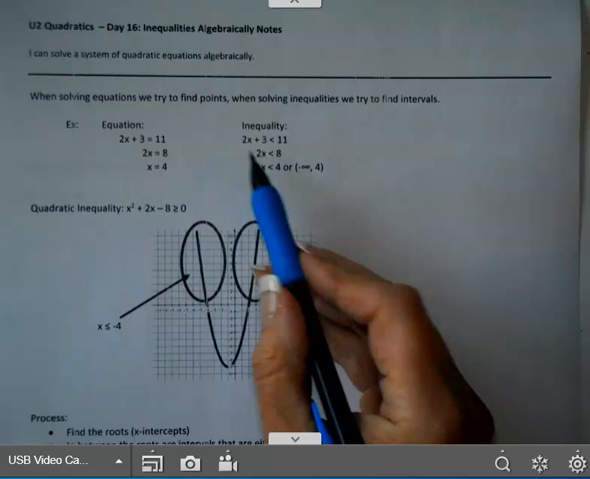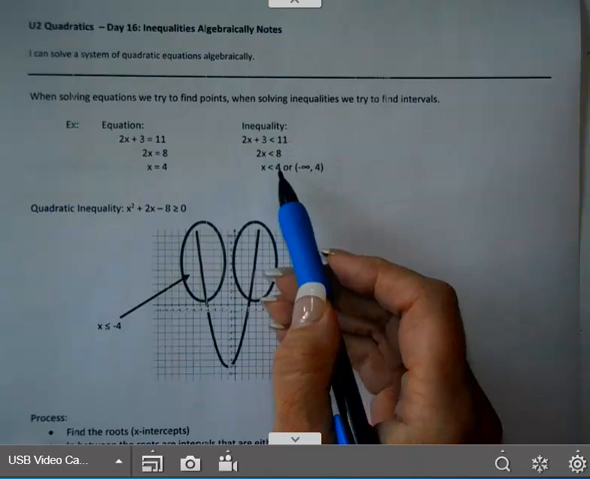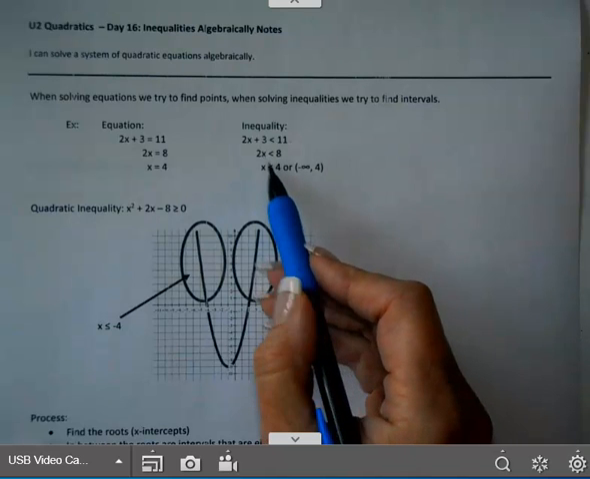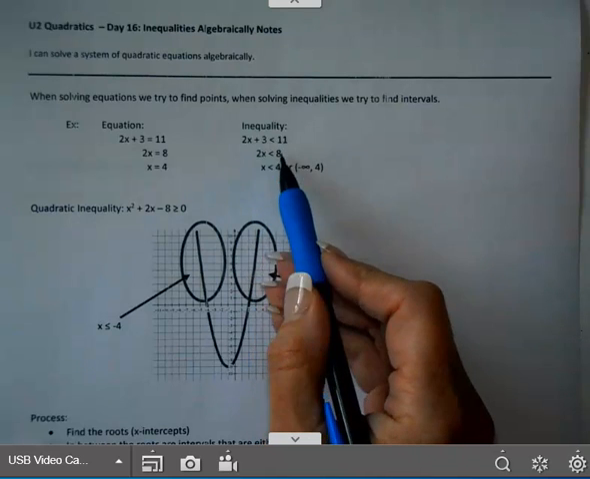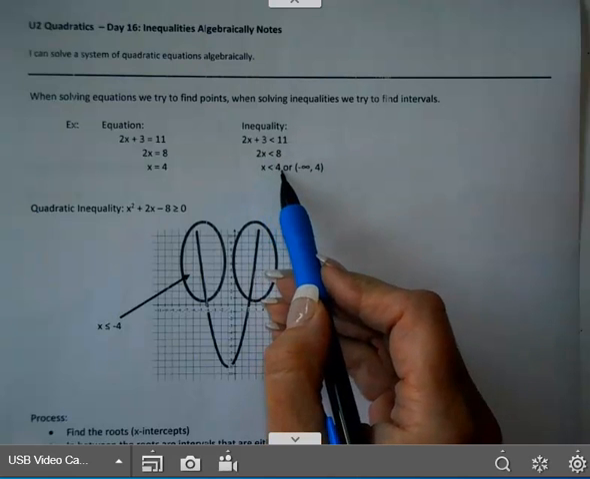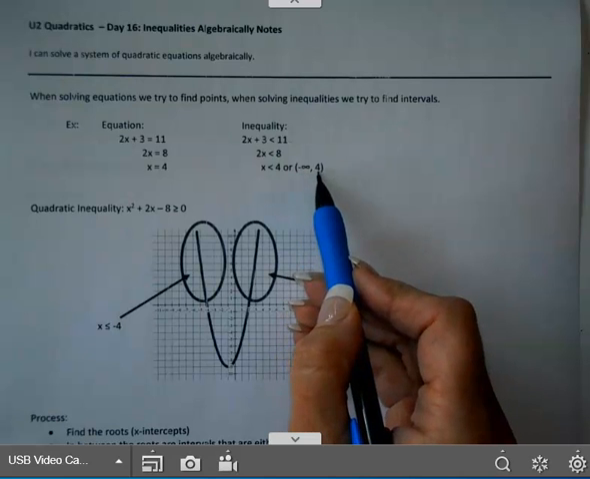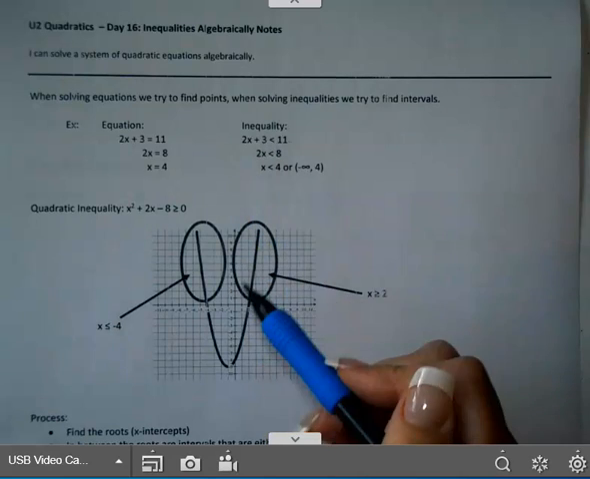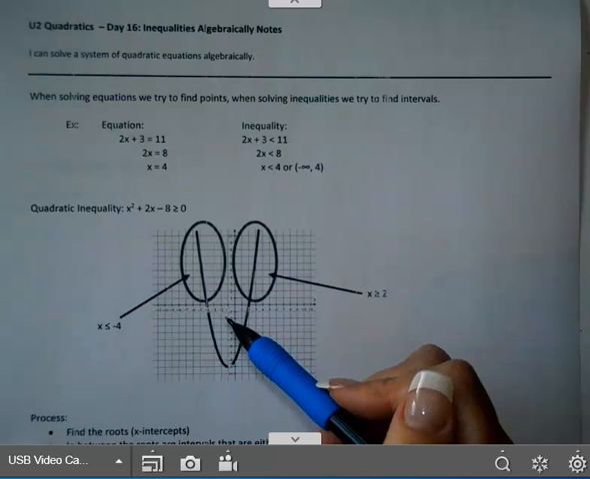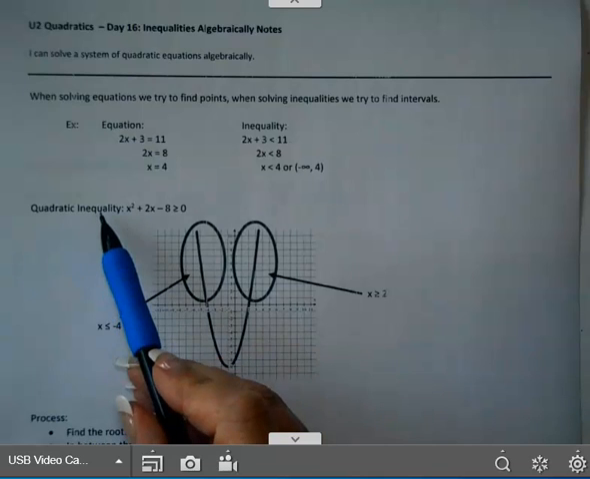So for this first inequality, if I solve for x, I could subtract 3 from both sides, and I get 8 divided by 2, so x is less than 4, or my interval is negative infinity to 4. So if I just have a linear inequality, those are pretty easy to do. But what happens when you have a quadratic inequality?